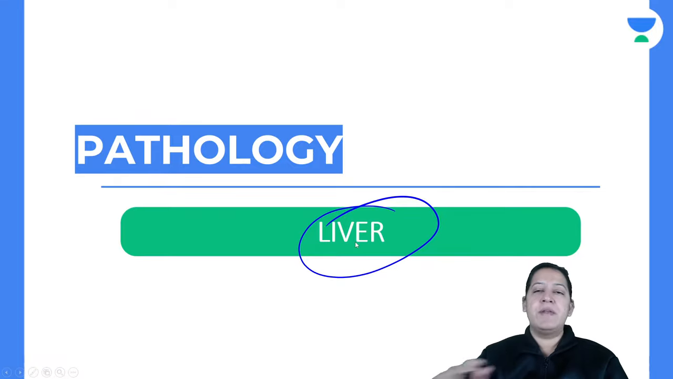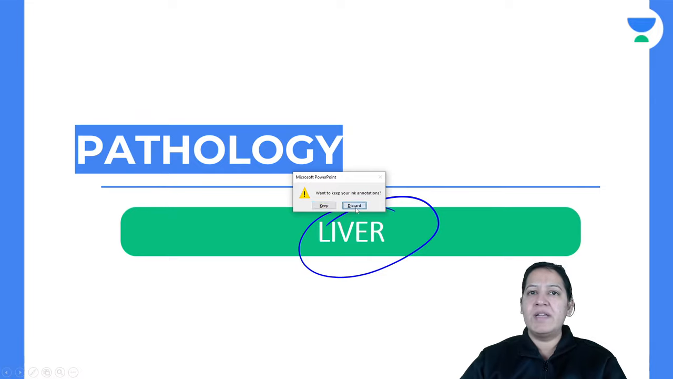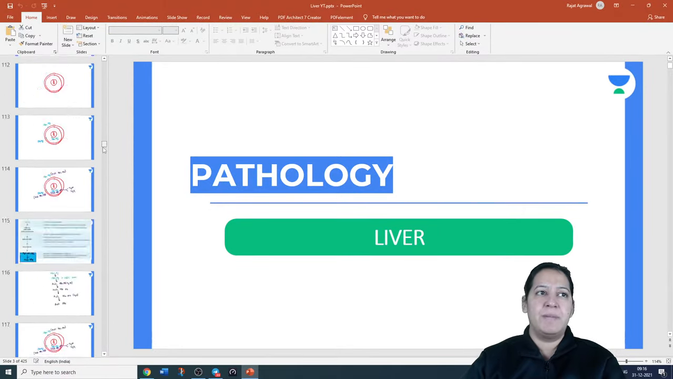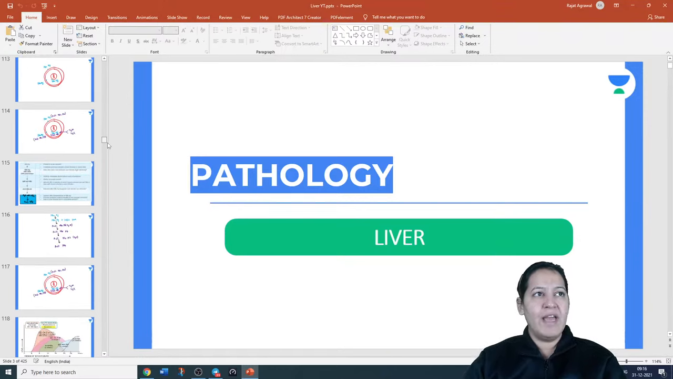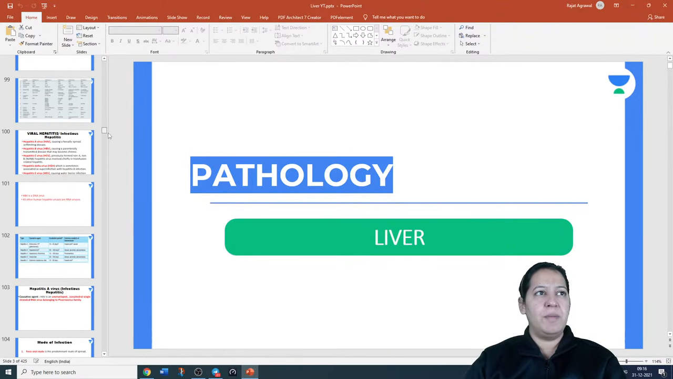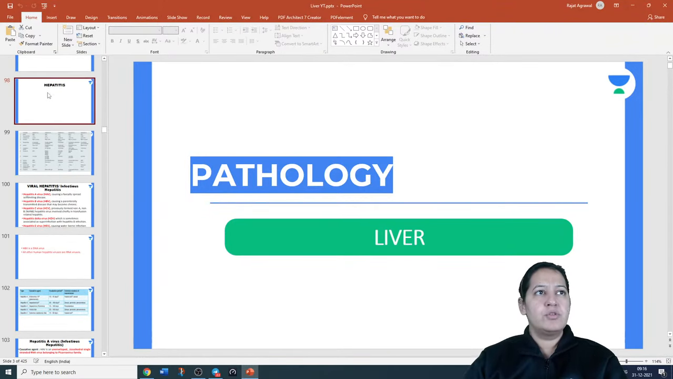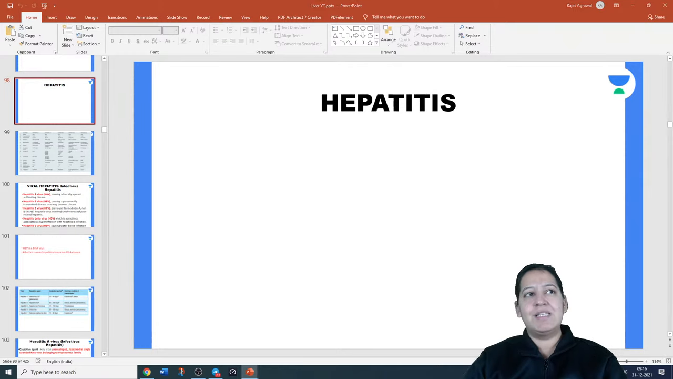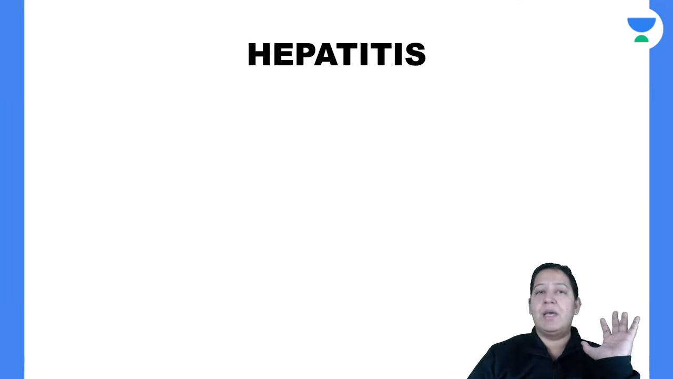So let me move on to hepatitis. You have to give me a minute so I can directly jump on the slide having hepatitis. So in the last lecture, I have already explained to you the normal anatomy and histology of a normal liver. So today I'm going to start with the diseases, that is hepatitis. So my disease for today is hepatitis.